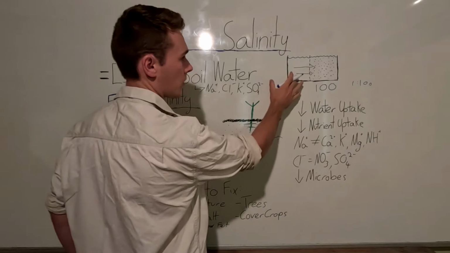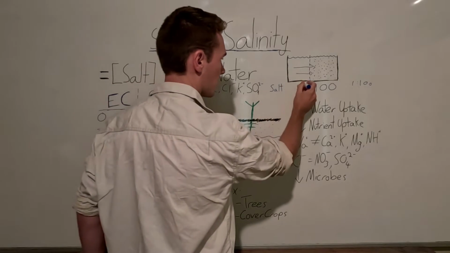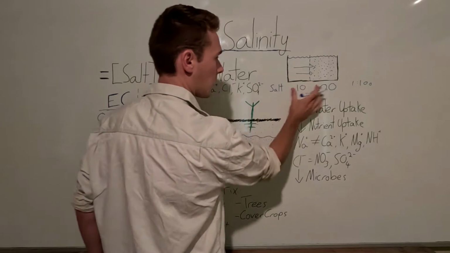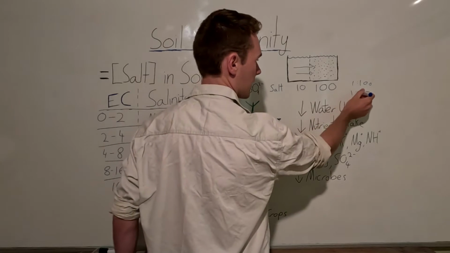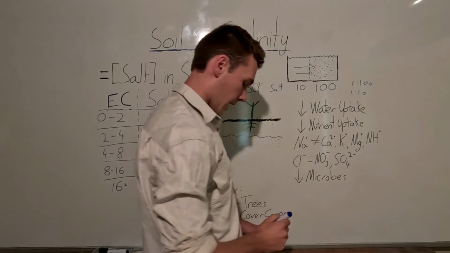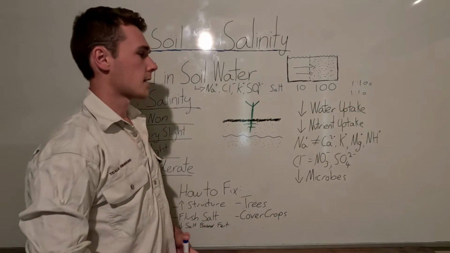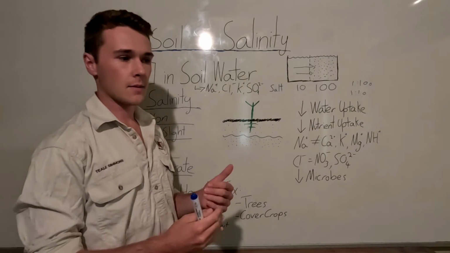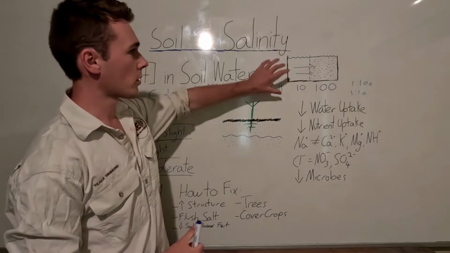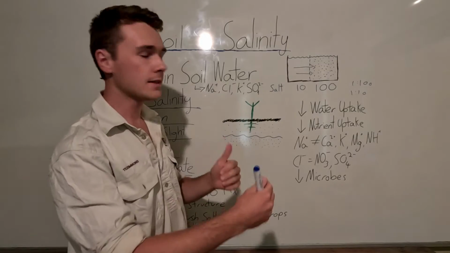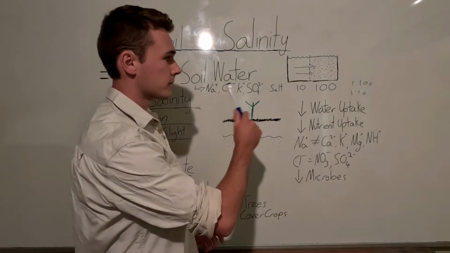Let's just say we increase the salt in this to 10. The difference between this is going to be a 1 to 10, so basically a 10-fold reduction in the pressure between that point. So the water between here is going to be moving at a slower rate than otherwise.